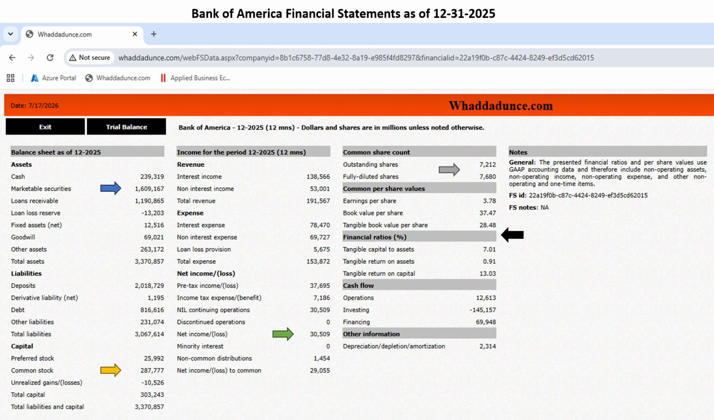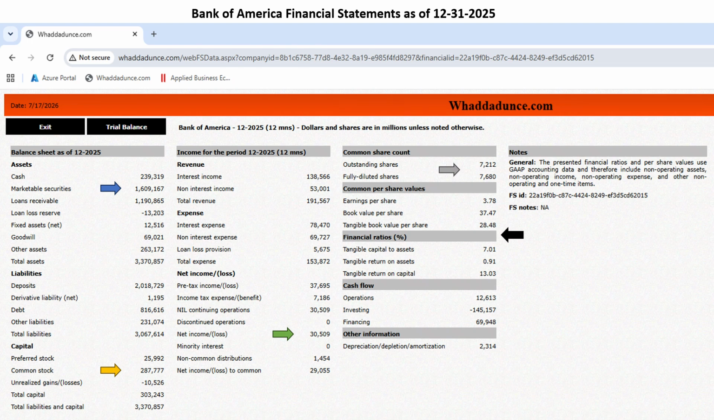Then if we go to the gray area, these are the amount of shares that are outstanding. The outstanding shares are the actual outstanding shares at the end of December. The fully diluted shares, that assumes that all of the options that are in the money are exercised. And whenever we calculate earnings per share, we use fully diluted shares.